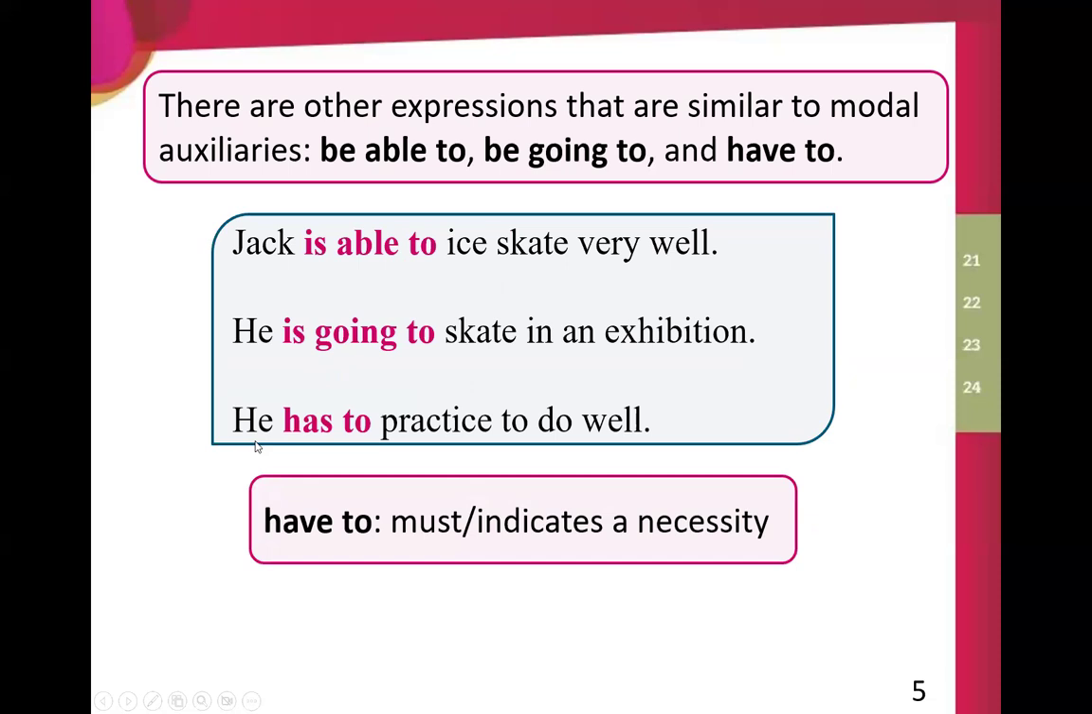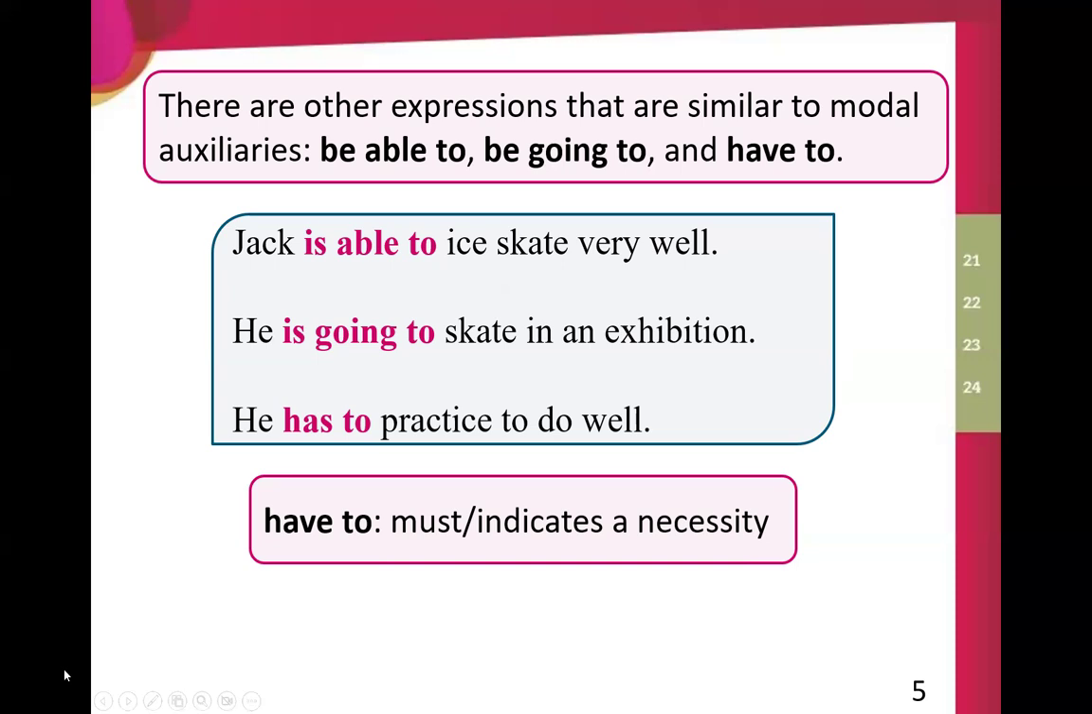Has to also is an auxiliary here in this sentence. He has to practice. So we have a verb, practice, and we use has to with the verb and they give the meaning of must or necessity. He must practice. It is necessary for him to practice to do well. Also have to in all its forms, for example, has to and have to in the present, had to in the past.